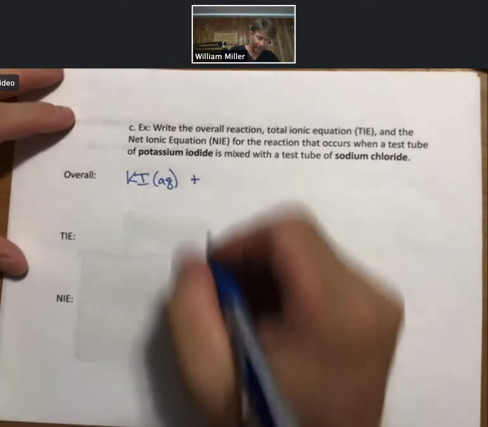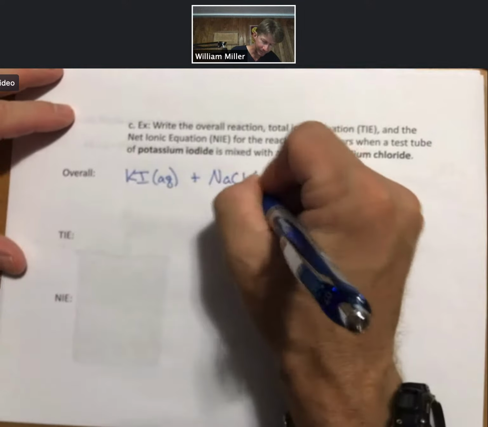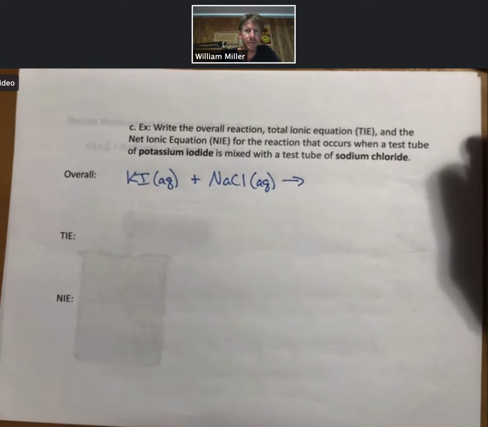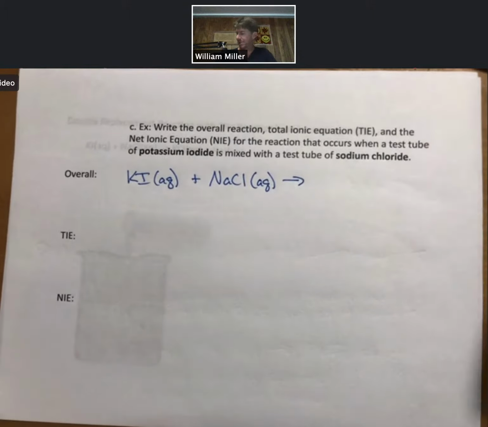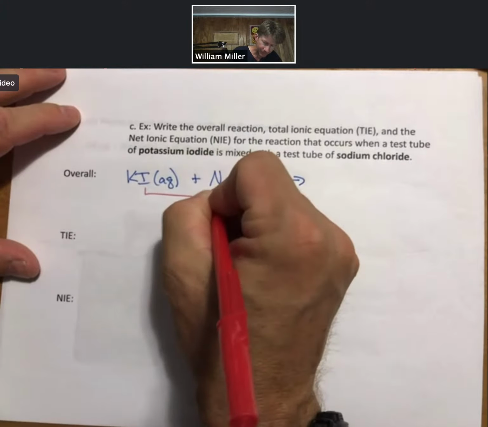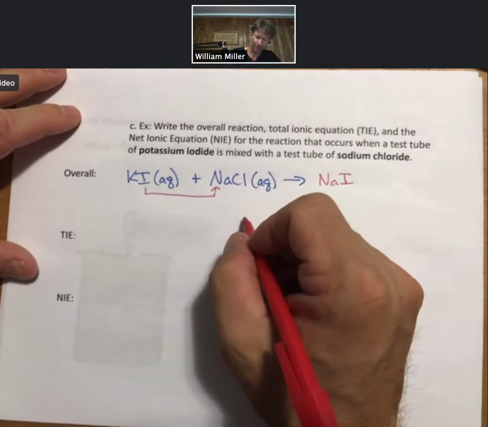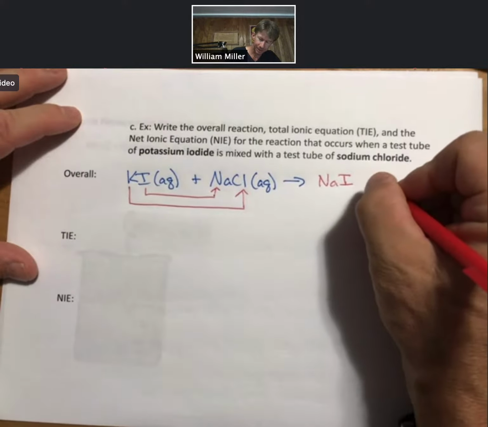and sodium chloride are going to change partners. The changing partners part looks like this. Take the I minus and pair it with Na. Those are both ions. Pair the potassium with the chloride. Leave some space.